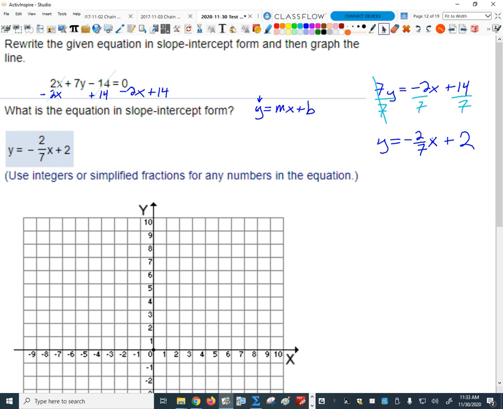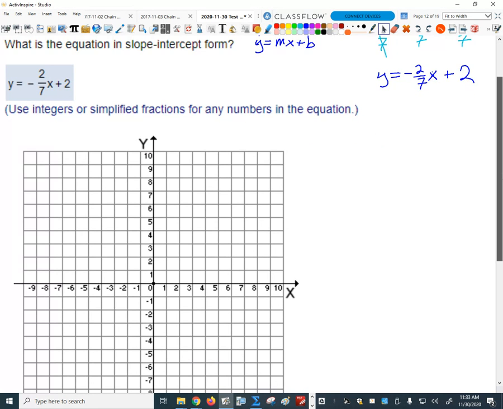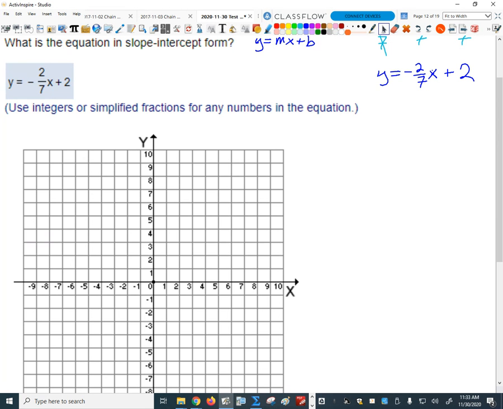Now let's graph this line. How do we go about graphing that line? We need 2 points and then connect and extend. Where do we start? Y-intercept. So we'll start at 2. Good. We'll start at the point 2 on the y-axis.